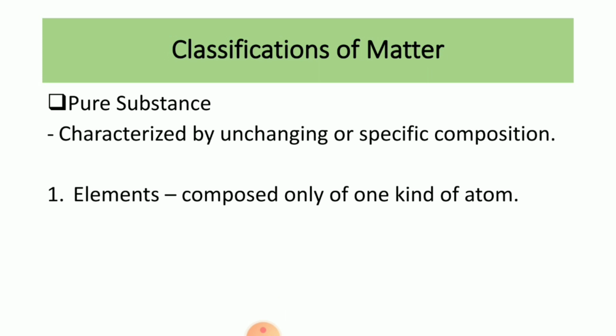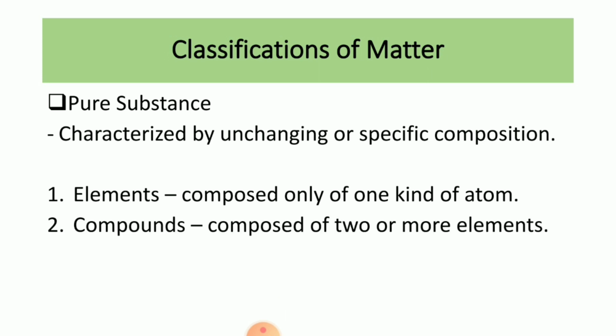On the other hand, a compound is composed of two or more elements combined chemically in definite proportions. For example, a molecule of water by the formula H2O has two hydrogen atoms and one oxygen atom.